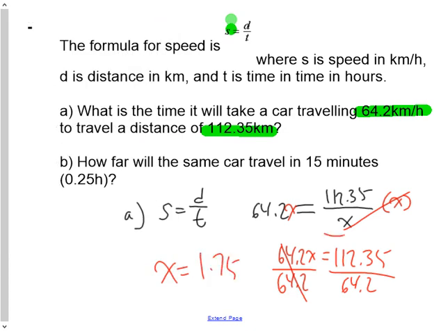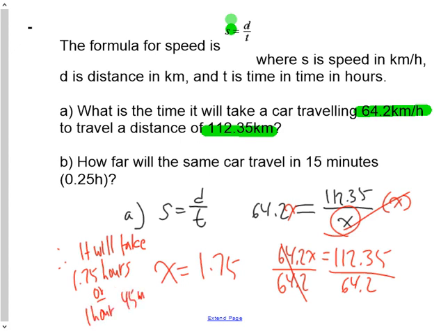What was it I was solving for? Time. So therefore, it will take 1.75 hours. And since 3/4 of an hour is 45 minutes, you can also say, or if you want to be better, 1 hour, 45 minutes. Because 1.75 hours is 1 hour and 45 minutes.